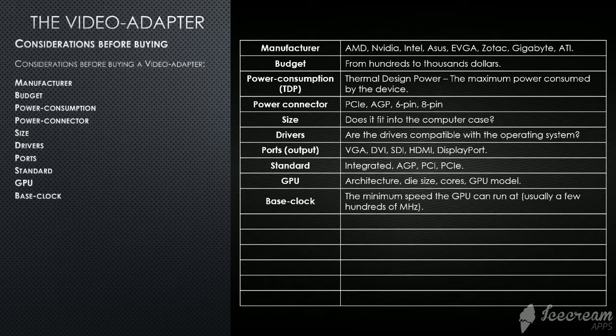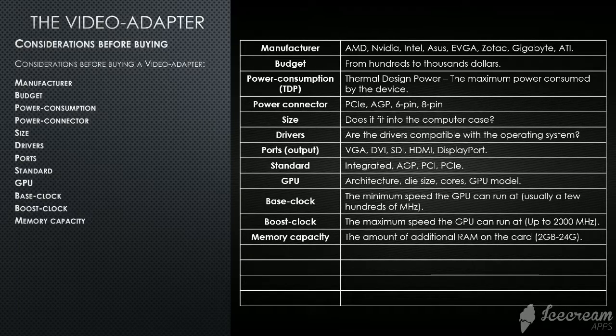Check the GPU base speed or base clock. The base clock is the minimum speed the GPU can run at, usually a few hundreds of megahertz. And of course, check the boost clock as well, which is the maximum speed the GPU can run at. By far, I haven't seen any adapter with a boost clock higher than 2 GHz.